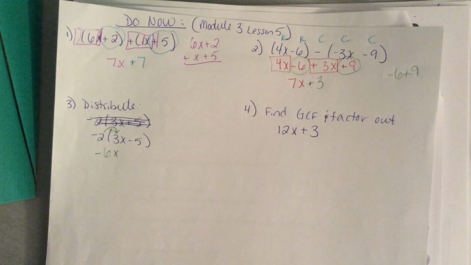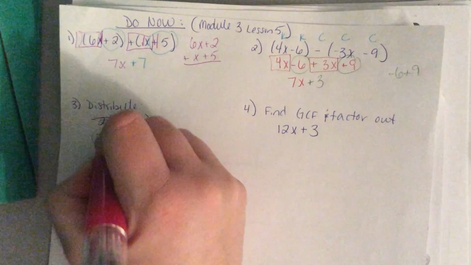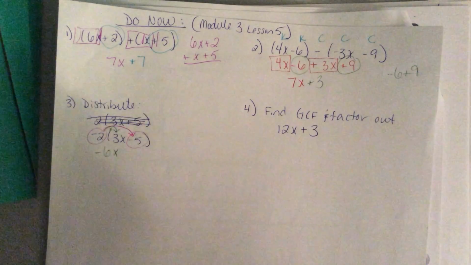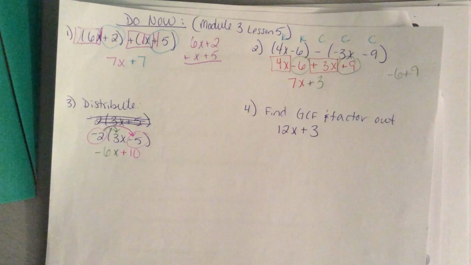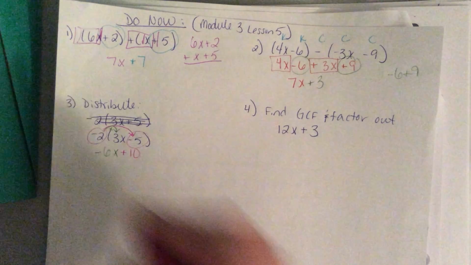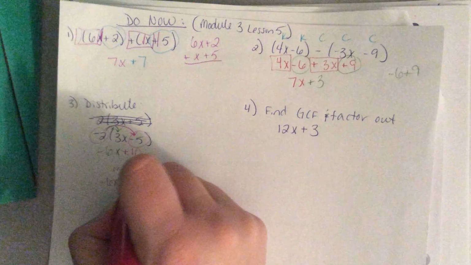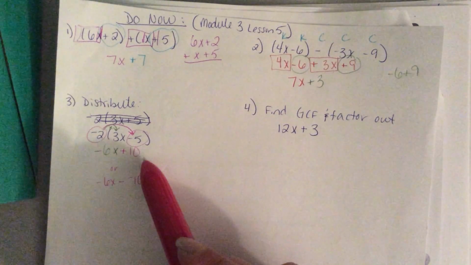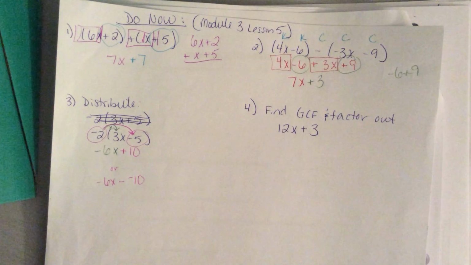And then you have negative 2 times, well, you're going to actually look at the signs. Negative 2 times negative 5 is going to give you a positive 10. Okay? So you could have written this as negative 6x minus negative 10. That's also equivalent. We just like writing it this top way. It's a lot neater. It looks better to us as mathematicians.